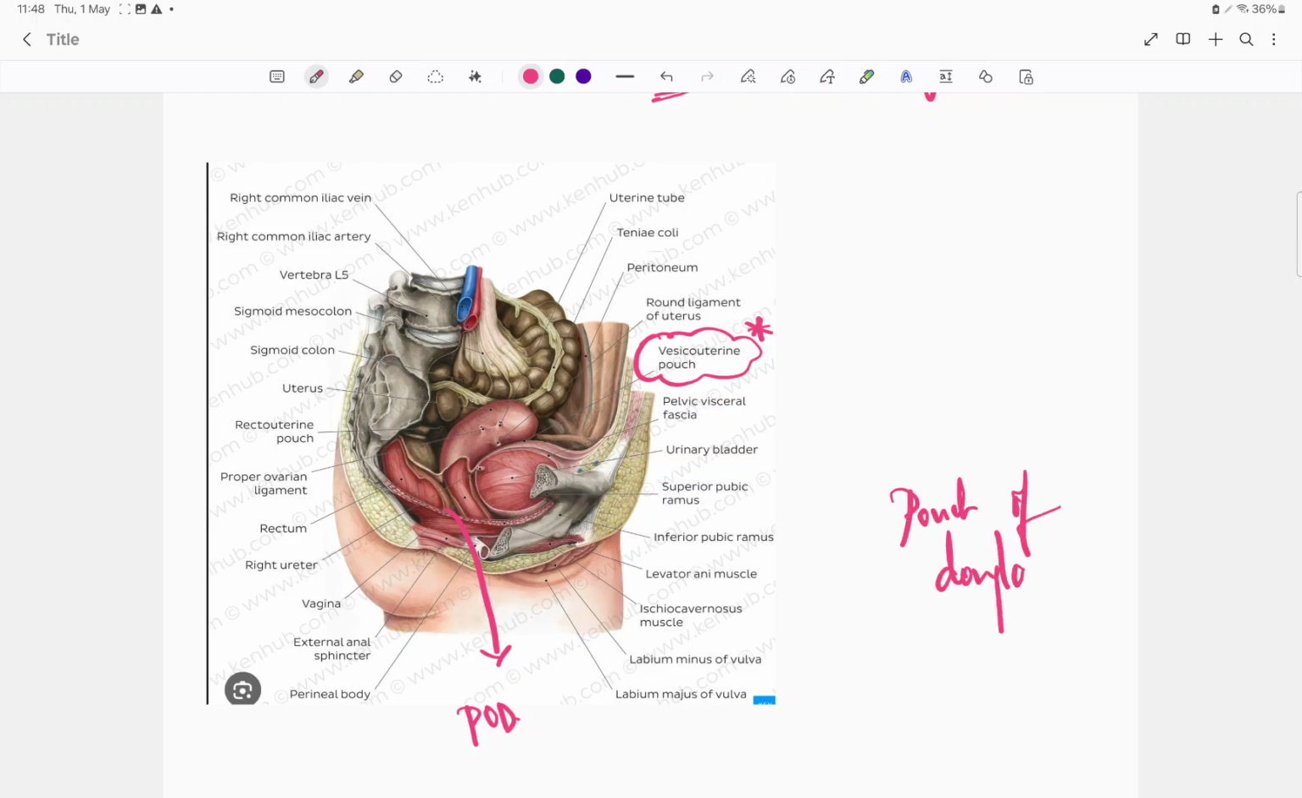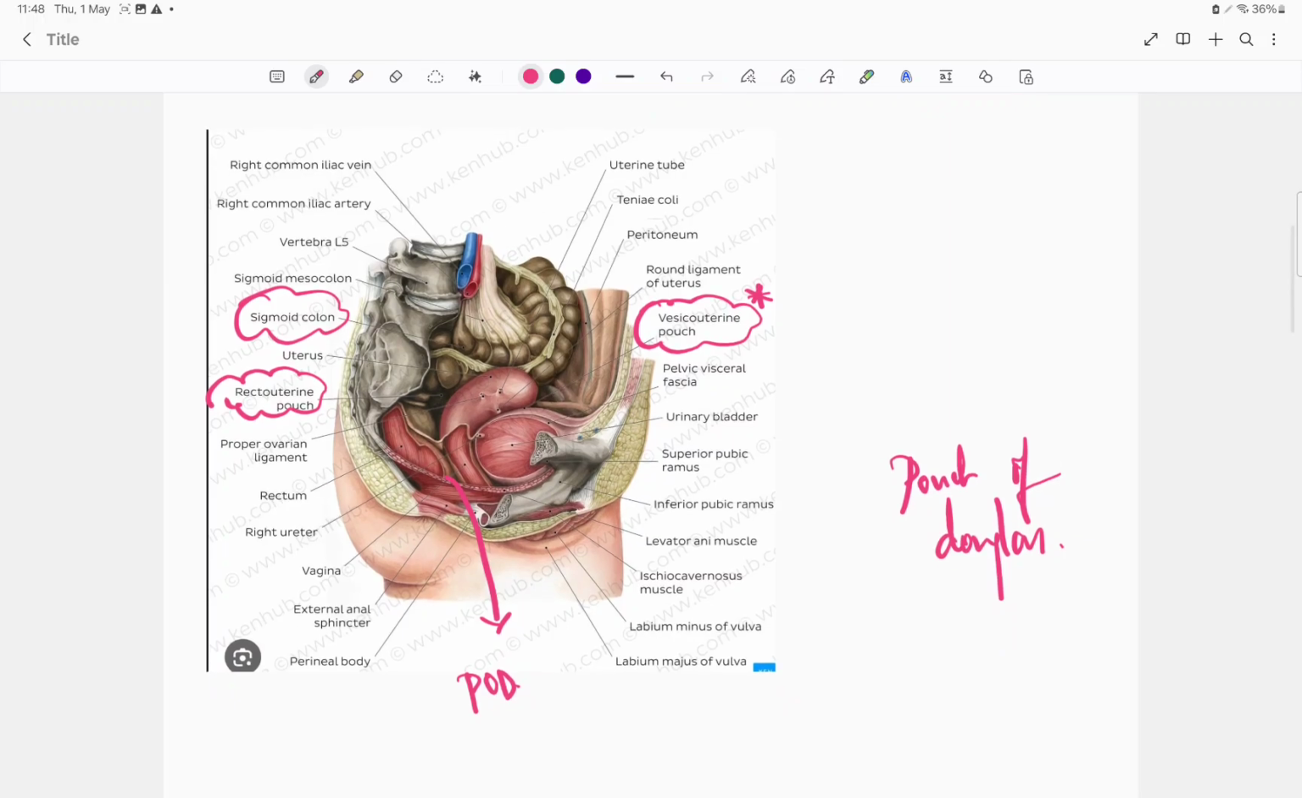That space is called the pouch of Douglas. There is also a small pouch between the upper part of the rectum and the uterus, called the rectouterine pouch. You should know the sigmoid colon, the sigmoid mesocolon, and of course the ureters as well. Why I am telling you about the rectouterine pouch and vesicouterine pouch, you will know in further details. If required, we'll come back to this anatomy again.